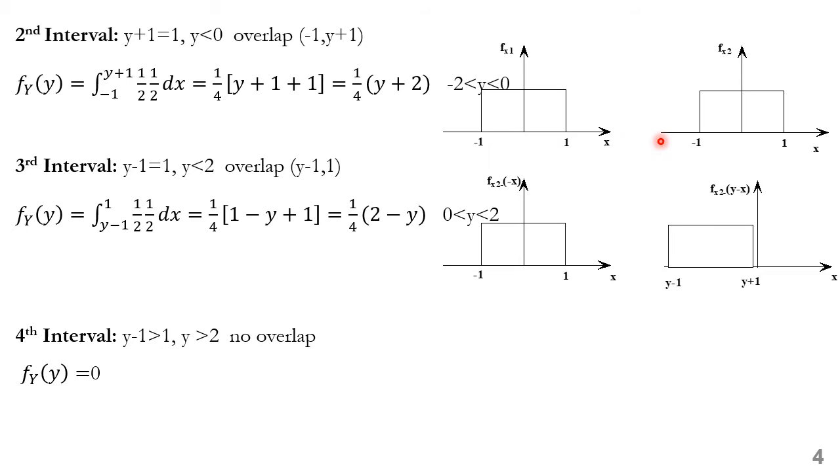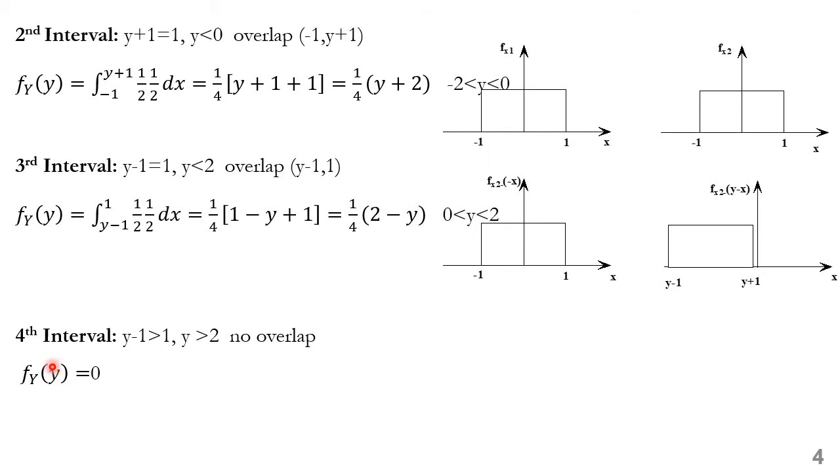At the end of the second interval, y plus 1 was at 1. Further movement till y minus 1 reaches 1 will give us the third interval, y minus 1 equal to 1, y less than 2, and the overlap is y minus 1 to 1. So we will try to find the PDF for y by integrating the product of the two PDFs with respect to x over the period y minus 1 to 1. We get that as 1 by 4 (2 minus y) for y between 0 to 2.